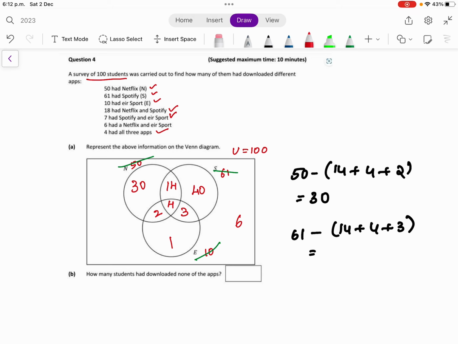So now how many students have downloaded none of the apps? That is the value which is outside, and that is 6.